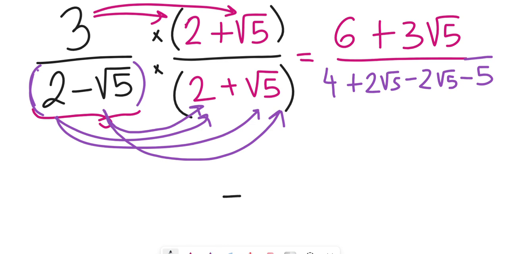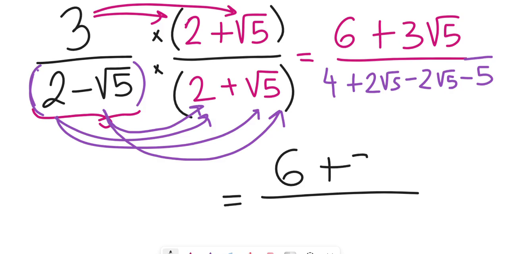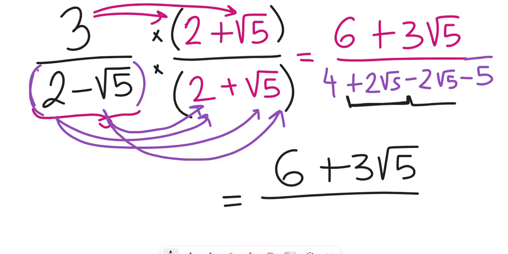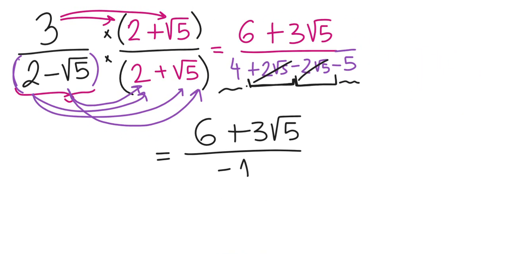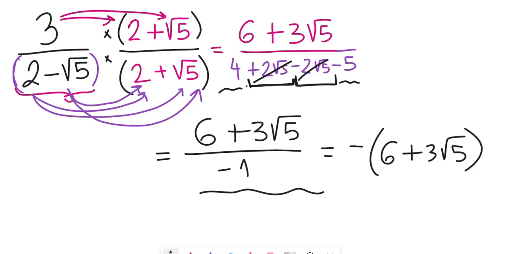Alright, what do we have over here? Our numerator, 6 plus 3 radical 5. Our denominator, positive 2 radical 5, negative 2 radical 5, positive 2, negative 2, they cancel each other out. 4 minus 5 is equal to minus 1. That's it, we are done. If you want, you can simplify this further and just put a minus in front. So you say this is minus and then 6 plus 3 radical 5, but this one is also correct.